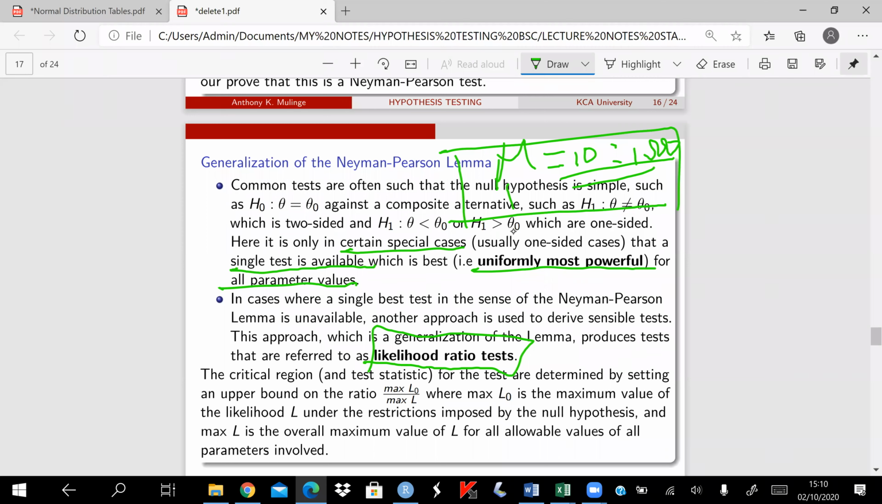So we have a ratio of the maximum likelihood when the null hypothesis is true, and the maximum likelihood for all the possible values that mu can take. So we're saying that max L0 is the maximum value of the likelihood L under the restriction imposed by the null hypothesis. So when the null hypothesis is true, you just plug in the parameters there. And then max L is the overall maximum value of L for all the allowable values of all the parameters involved.